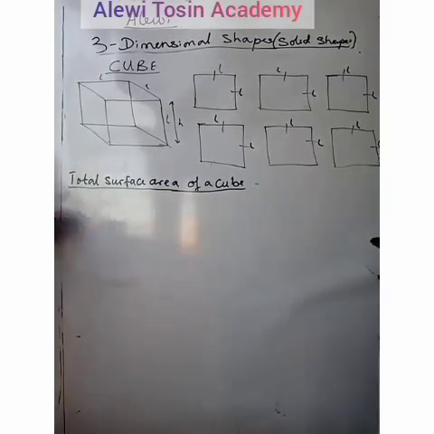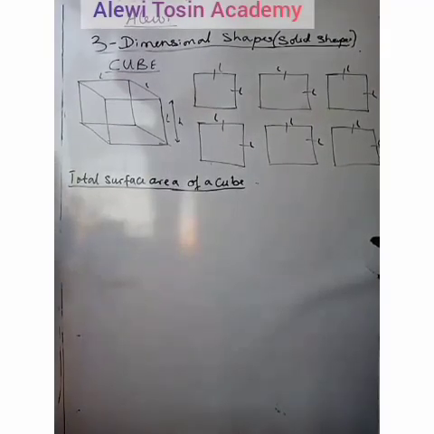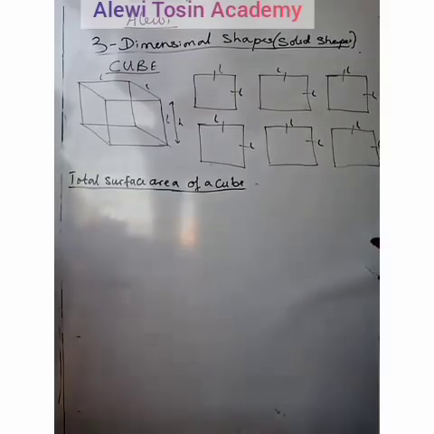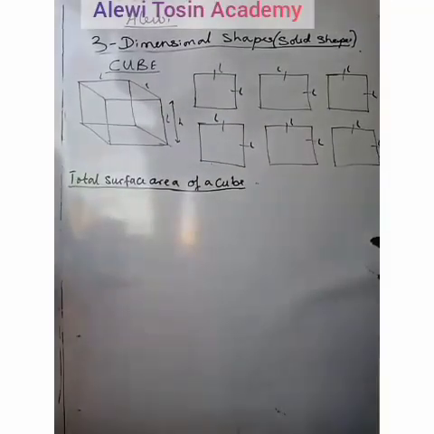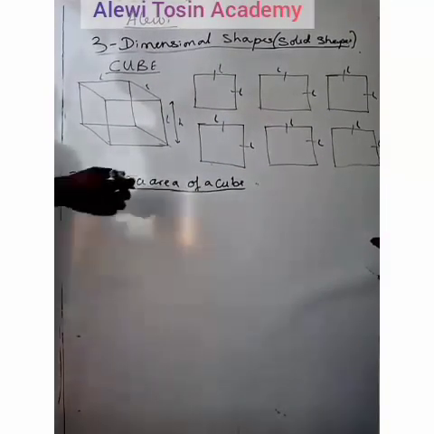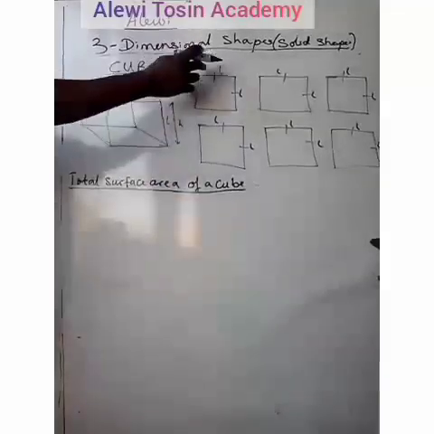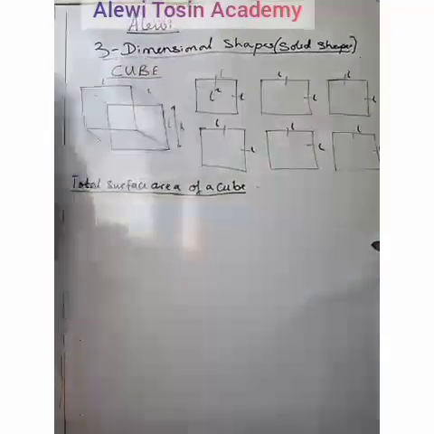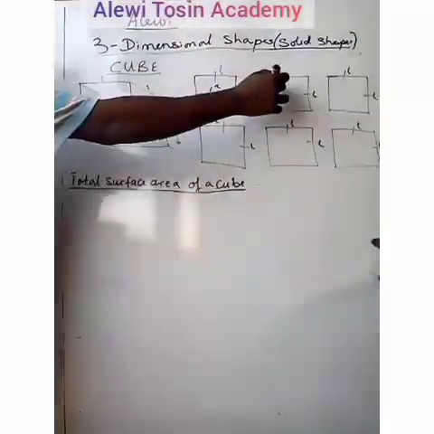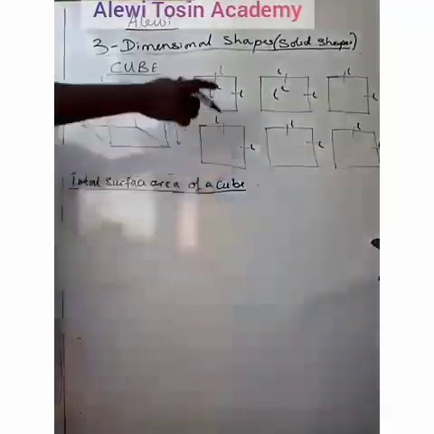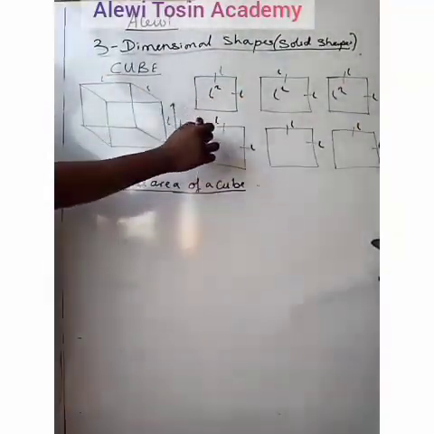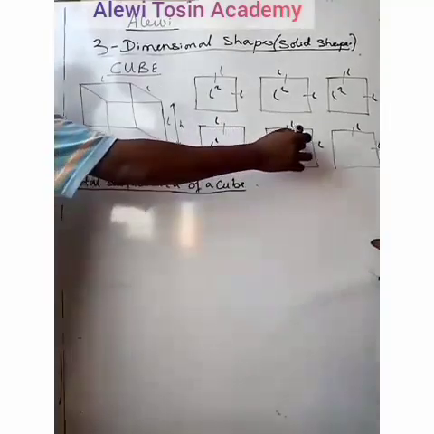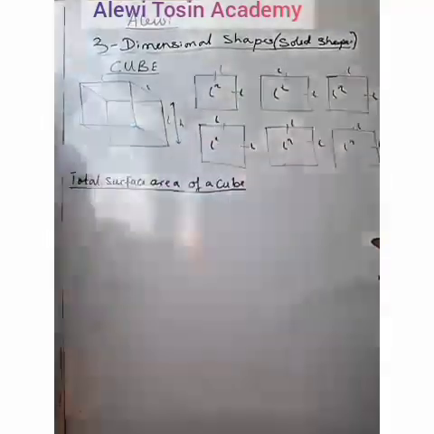Now, the total surface area of a cube is derived from the sum of the areas of each of the squares that make up the cube. The area of a square is length times length, which is L square. Also, this will be L square. That will also be L square.